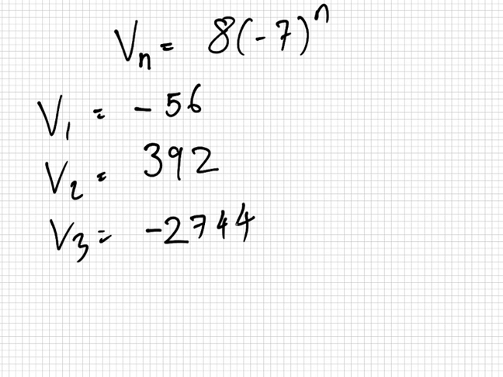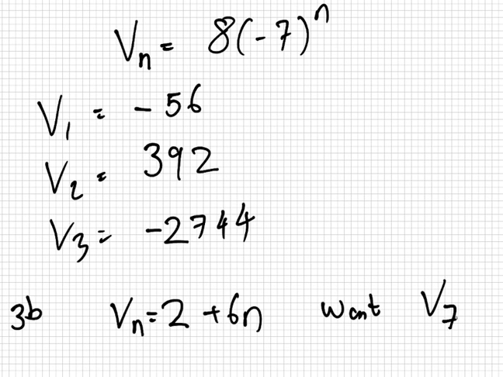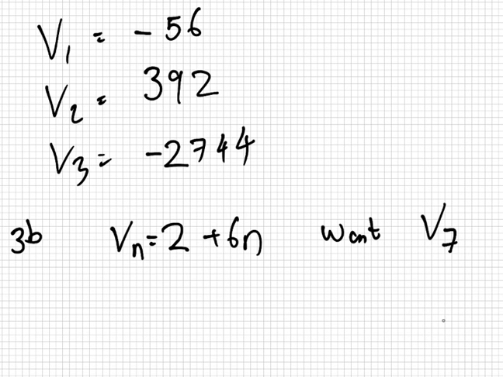Right. Now, next, if we look at 3 then. So, it's basically the same idea, except I tell you which term I want. So for example, 3b, I tell you that Vn equals 2 plus 6n, and I want the 7th term, V7. So what do I do? I put n equal to 7. So what do we get? V7 equals 2 plus... Yeah, just give me the final answer then. 2 plus 6 times 7? 44.